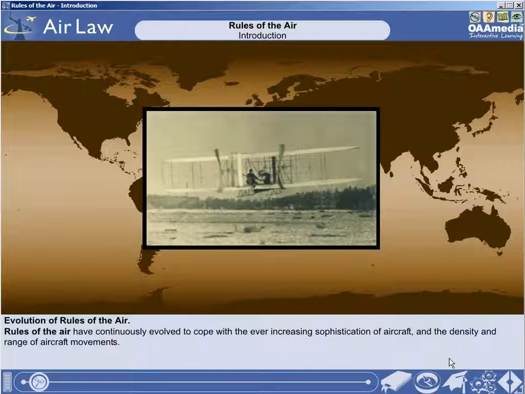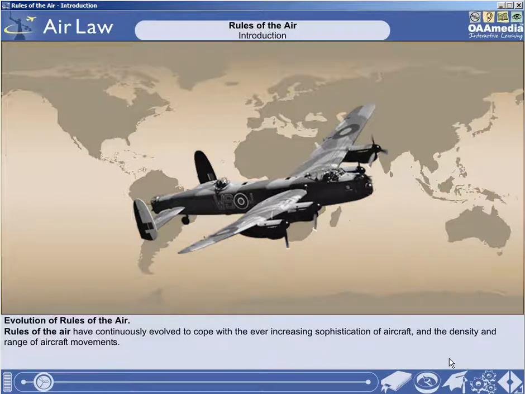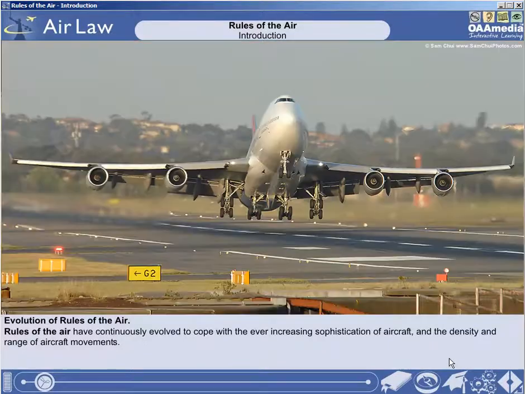Shortly after aircraft first flew at the beginning of the 20th century, rules of the air were established first of all by individual nations, and only later internationally. As time has progressed, the rules of the air have continuously evolved to cope with the ever-increasing sophistication of aircraft and the increasing density and range of aircraft movements.